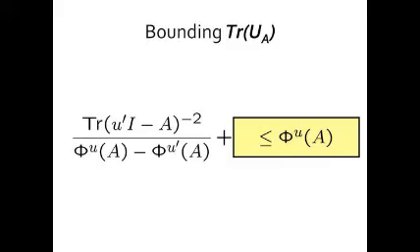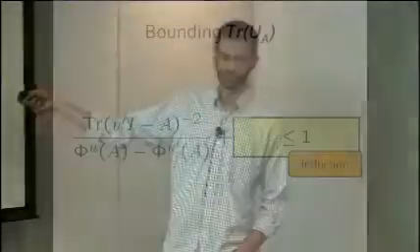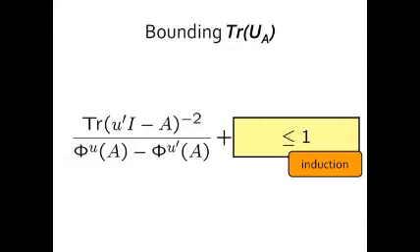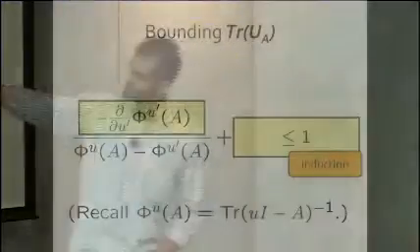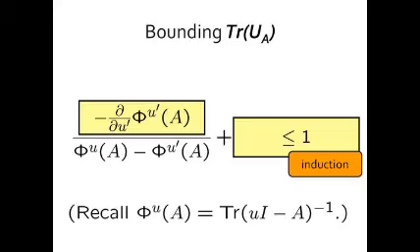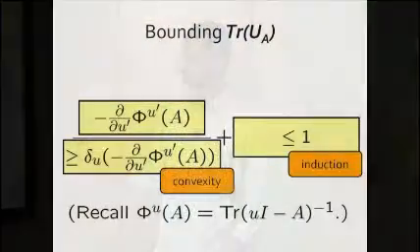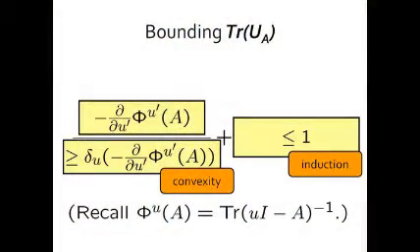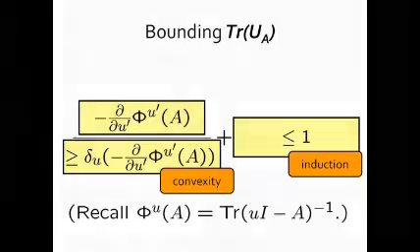Now shifting the upper barrier forward reduces the potential, so this is at most what it used to be before, which is at most 1 by induction. This quantity here, the numerator, can be seen as the derivative of the barrier function with respect to the value of the barrier at u prime. Recall that this is the barrier function. This is just trace to the -2. It's just a derivative.